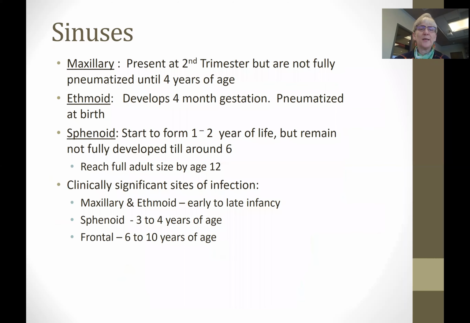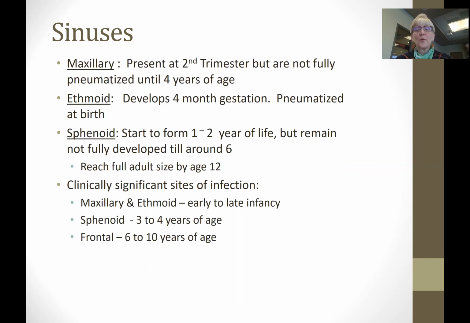Now, the interesting part is that maxillary sinuses, they are present at the second trimester, but they are not fully pneumatized until about 4 years of age. So if I've got a kid who's got green spots, I am touching their face, okay? I'm feeling, especially older kids, if there's any tenderness or pressure. Now, there's really no need for me to touch right here much if they're under 4, because they're not functioning, okay?